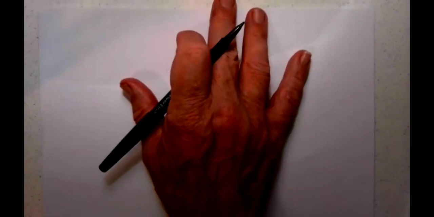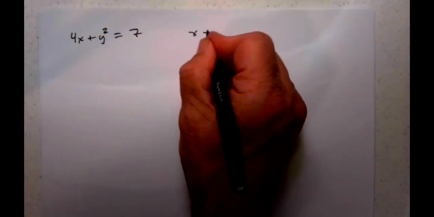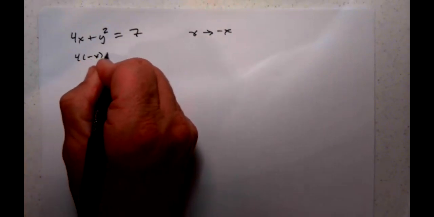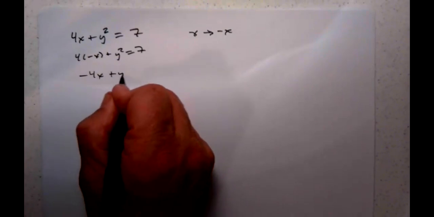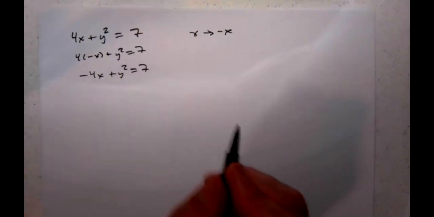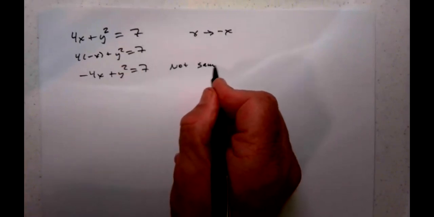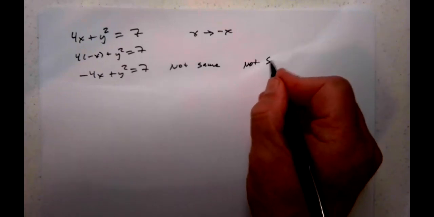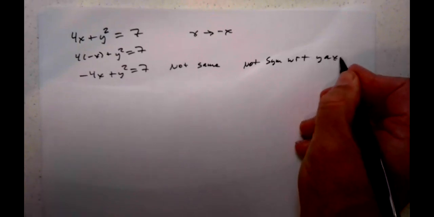So our first question is 4x plus y squared equals 7. Let's check, let's replace x with negative x. Is that the same somehow? 4 times negative x plus y squared equals 7. That's negative 4x plus y squared equals 7. How does that equation compare to the original one? Not the same. Okay, so therefore it is not symmetric with respect to the y-axis.